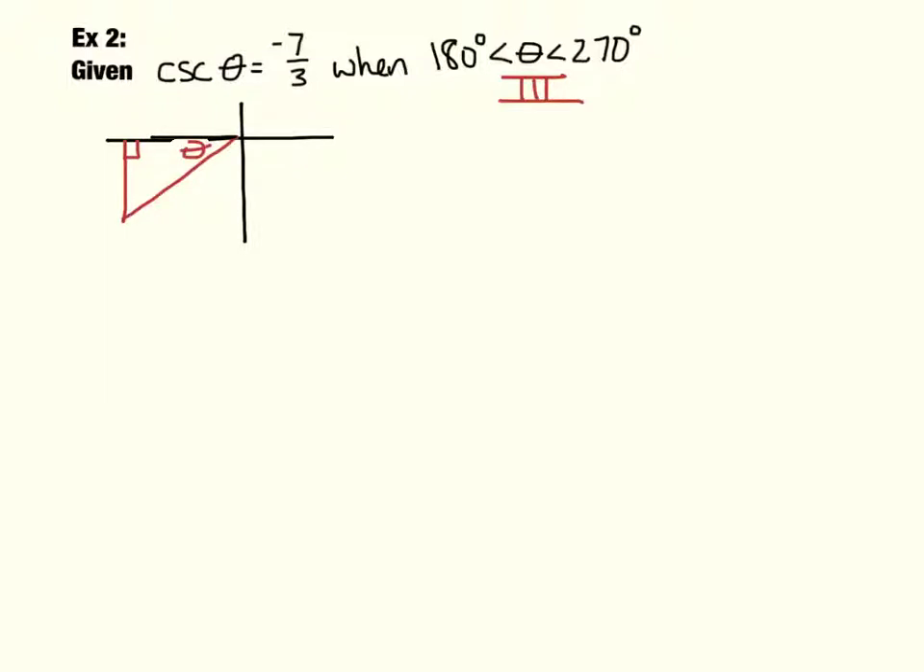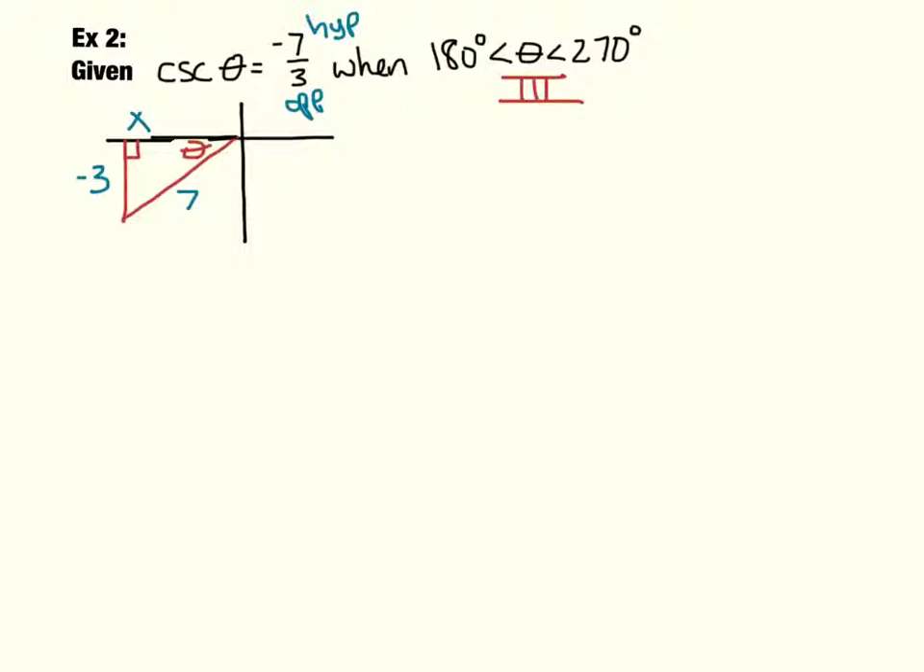Alright. Now, cosecant's related to sine. Sine is opposite over hypotenuse, so the cosecant is the hypotenuse over the opposite. Now earlier, we talked about how the hypotenuse is always positive. So if this is 7, then the opposite must be negative 3. And it should make sense that the 3 should be negative because we're in quadrant 3, so the y is negative, because it's below the x-axis. So now I need to find this x, the adjacent side.